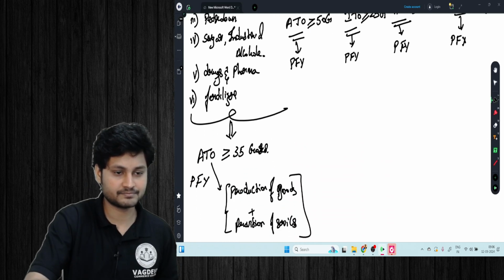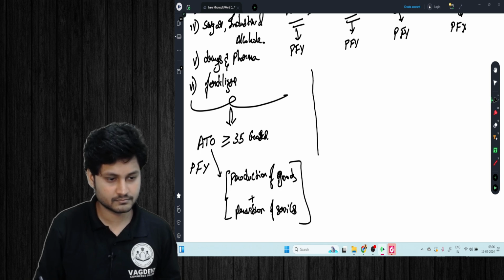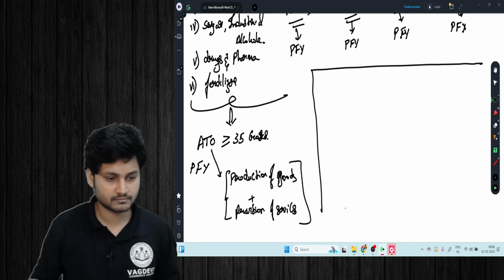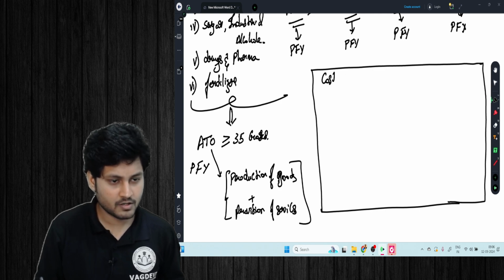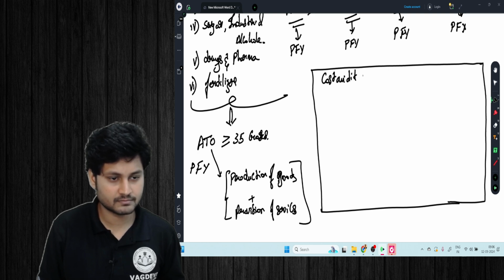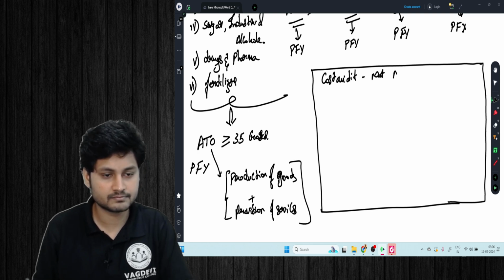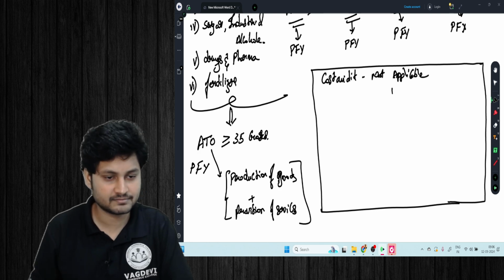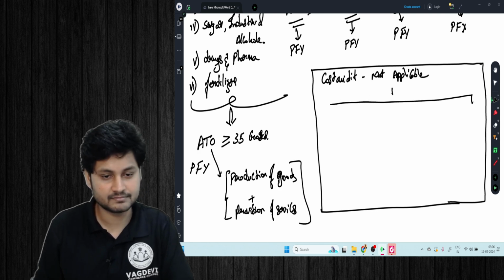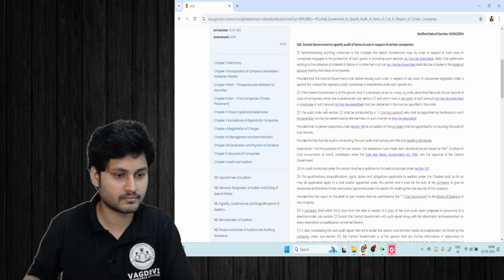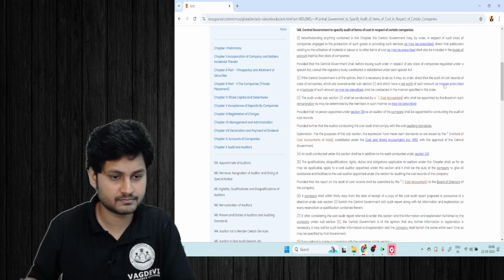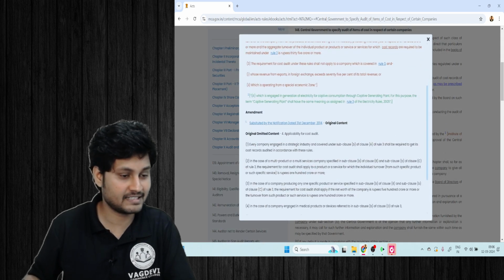So can I write here? Cost audit not applicable in the following cases. How many are there? 3. In different color, third one is there, recently added. Where are we? Yes. See, in the green color it is given.